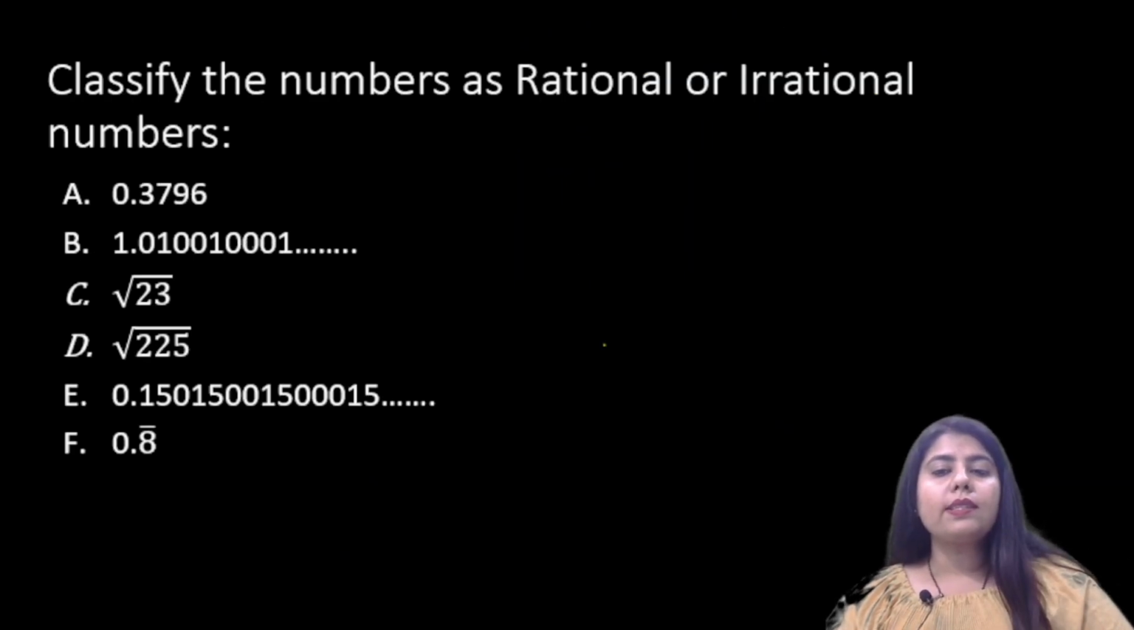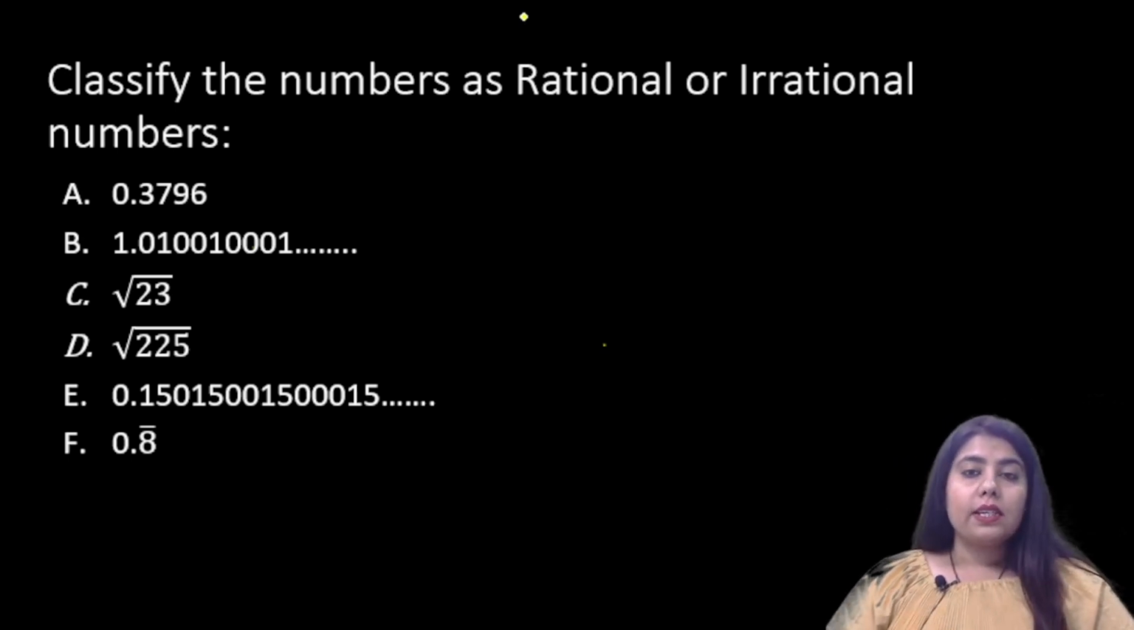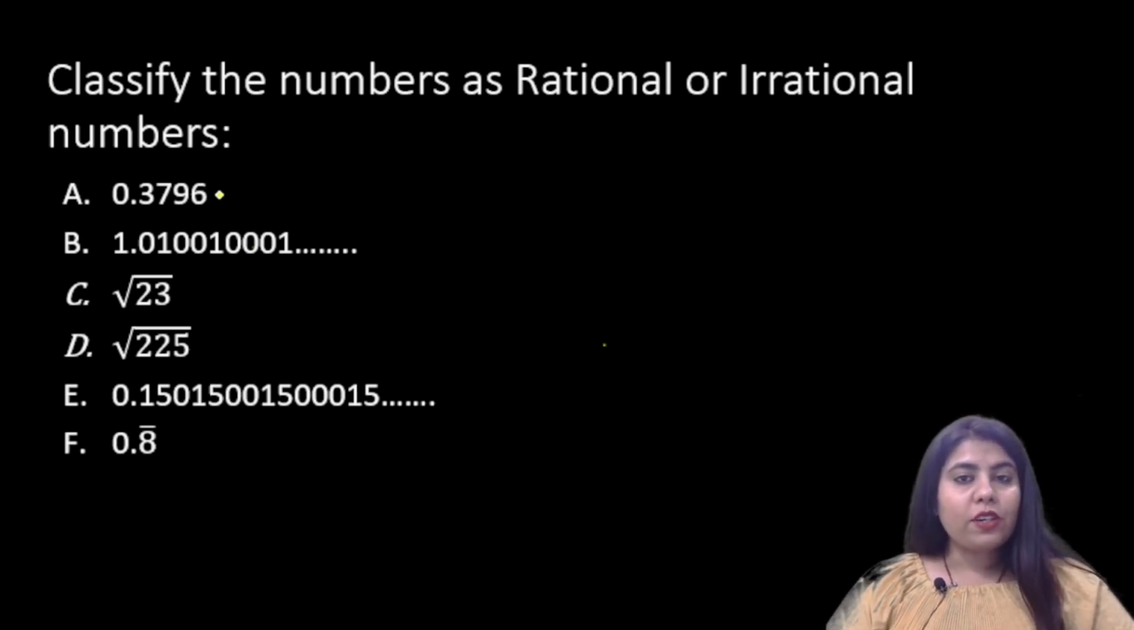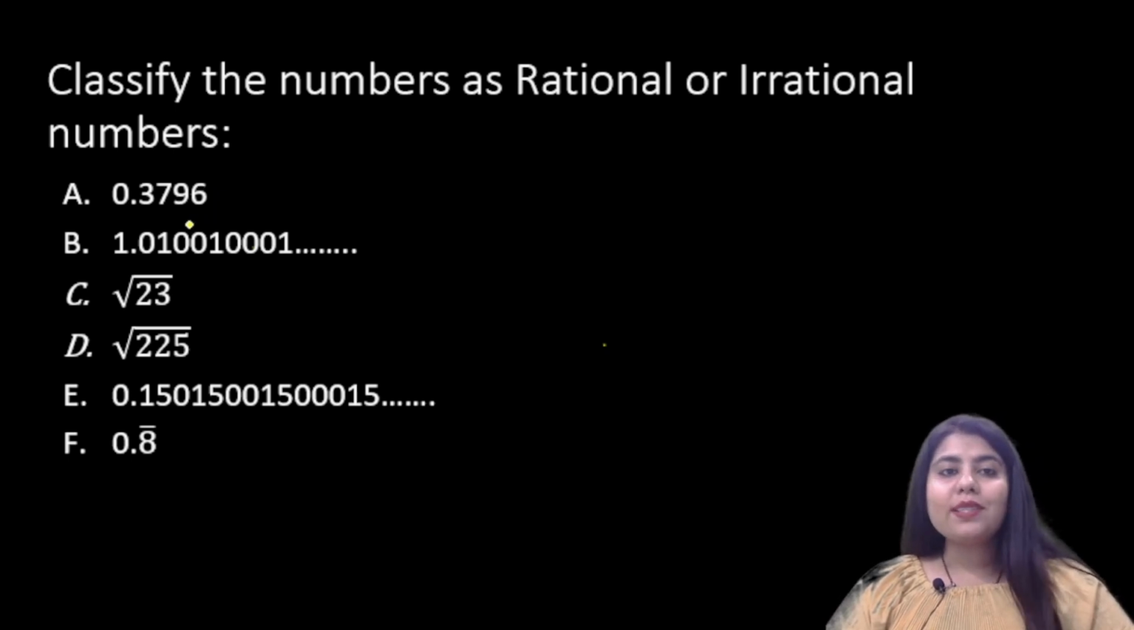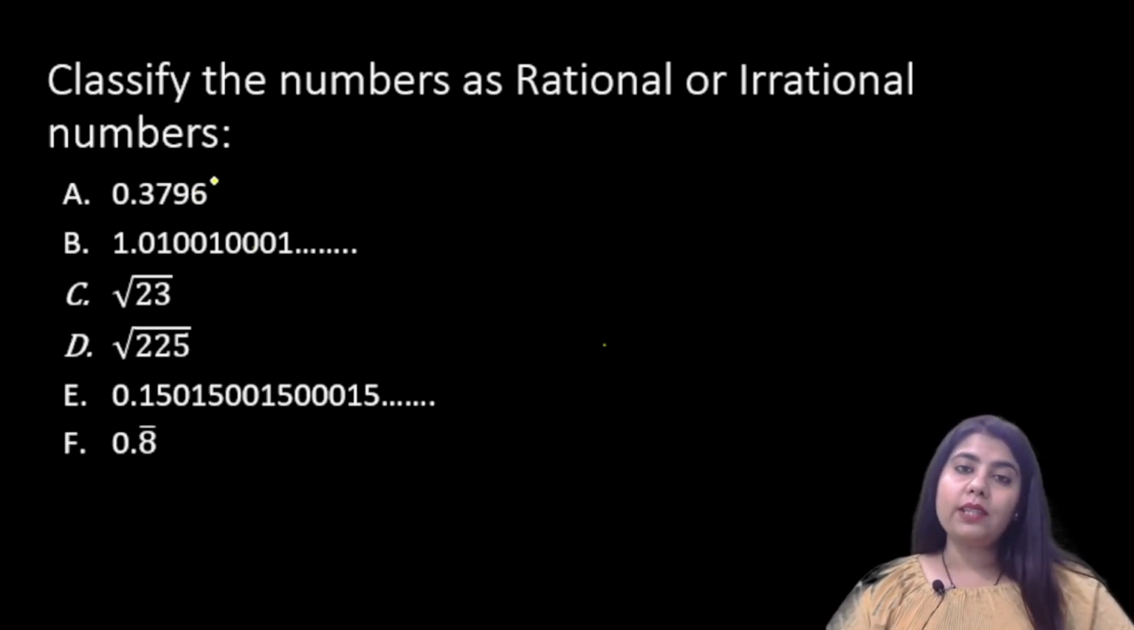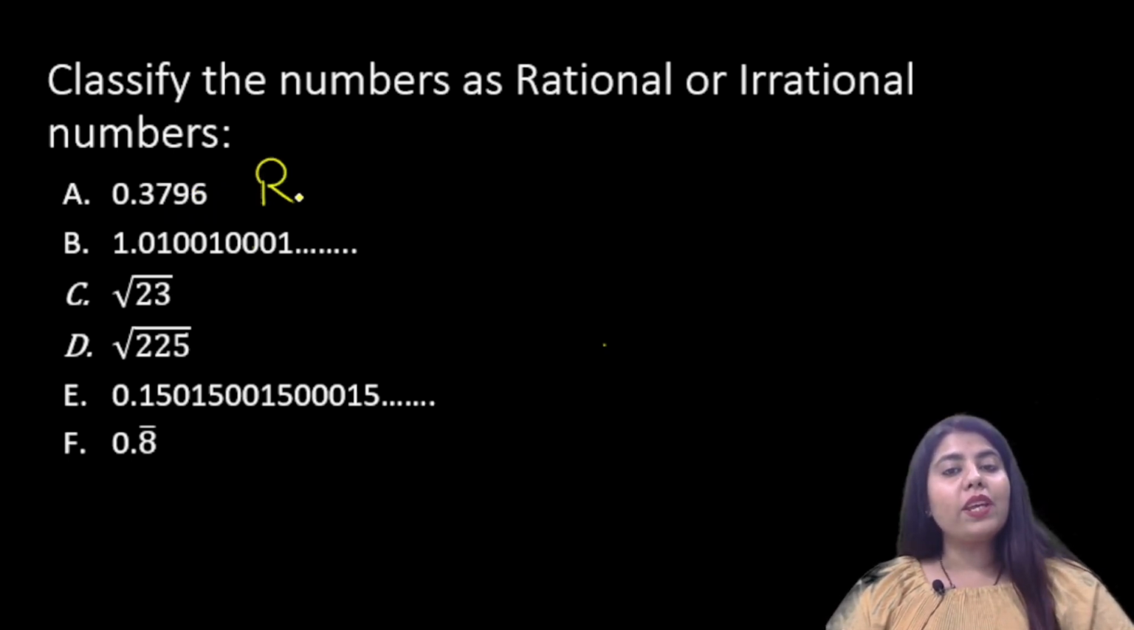Now, next is a question. Classify the numbers as rational or irrational numbers. Okay, see the first one, A part. It is 0.3796. It stops after 4 decimal points. So it is a terminating number, and we know that terminating numbers are rational numbers. So 0.3796 is a rational number, right?